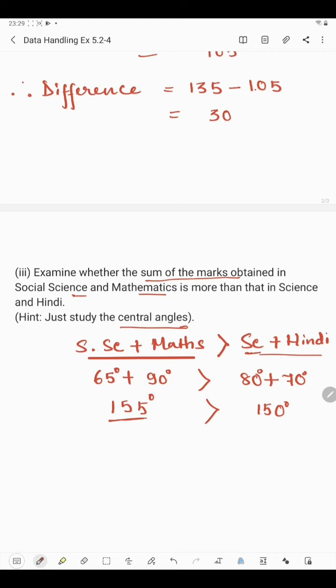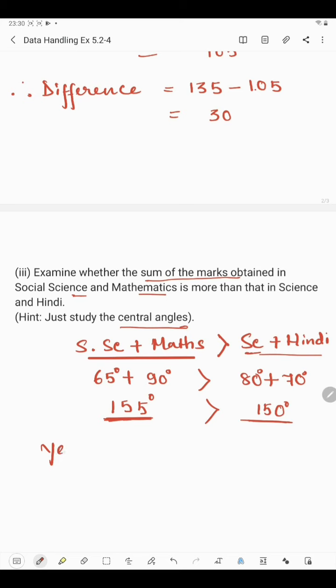So instead of finding the marks in all the subjects, we just found the sum of the angles. Here the central angle is greater. So by seeing the central angle, we can easily say that we have 155 degree out of 360 degree, and here we have 150 degree out of 360 degree. So obviously if the angle is more, then marks is more. If the angle is less, then marks is less. So here this statement is true.